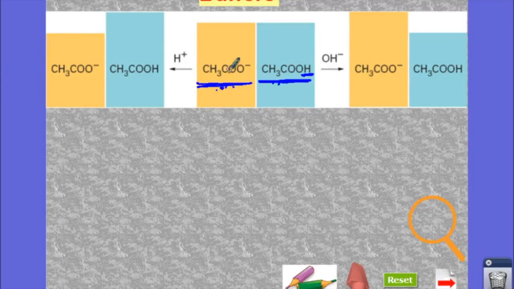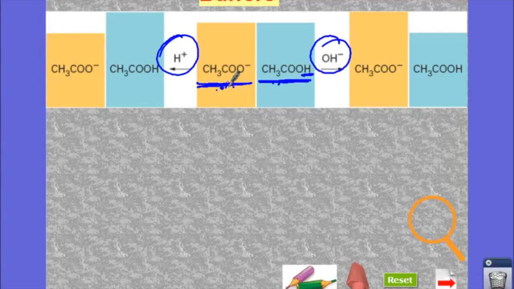So if you eat something very basic that produces OH minus in your blood, that partner, the acidic part, will react with the OH minus to produce the acetate. Okay, that means you are using up that OH minus. It doesn't matter what you eat, acidic or basic, one of those two partners will be ready to react with it.